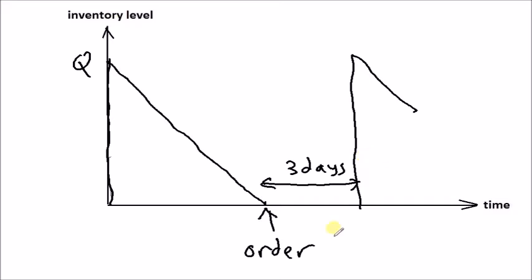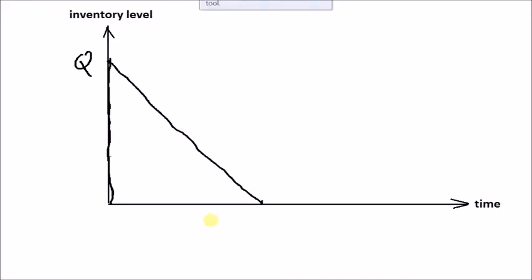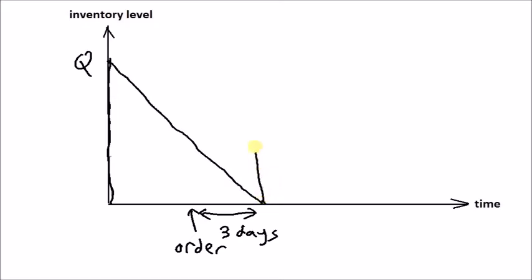During this 3-day period, there will be a stock out. But the business wants to avoid a stock out. So how to avoid a stock out? Instead of placing the order when the inventory level is 0, the business should place the order 3 days before the inventory level is 0. Then 3 days later, the order arrives and the inventory level increases again.